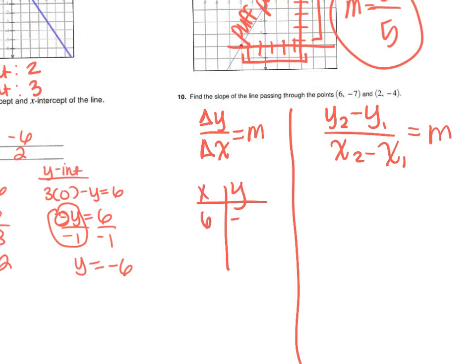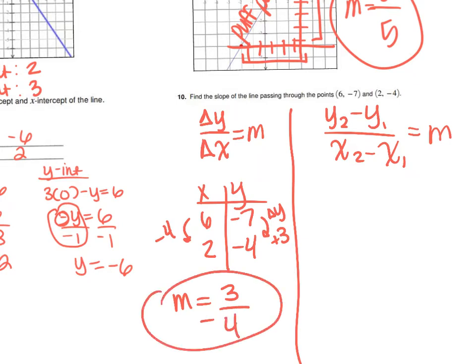So I've got 6, -7, and 2, -4, and I find the change to get to each number. So my delta y equals 3, because to get from -7 to -4, I have to add 3. So it's a positive 3. And to get from 6 to 2, I have to subtract 4. So my slope here is my change in y, which is 3, over my change in x, which is -4, and your slope is -3/4.